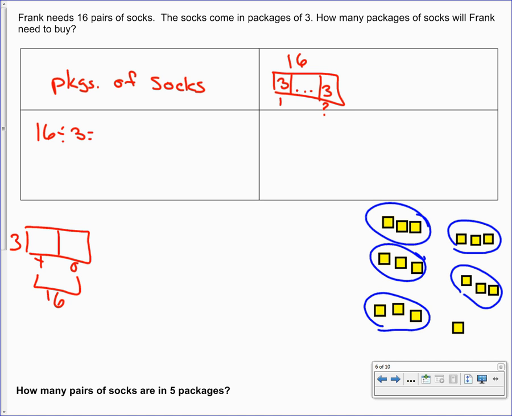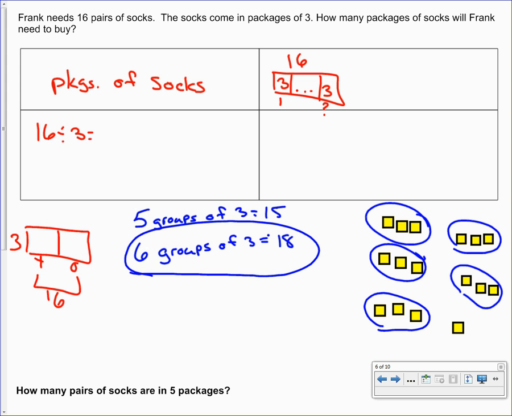Well, if I only have, let's think about this for a second. So I have 5 groups of 3. How many socks is that? That's 15 socks. 15 pairs. Is that enough? No. That one remainder right there is actually going to come into play, because I'm going to need to have 6 groups of 3. And that gives me 18. So how many groups does he need to have enough? He needs 6 groups. Because if I only do 5 groups, that's not going to be enough.